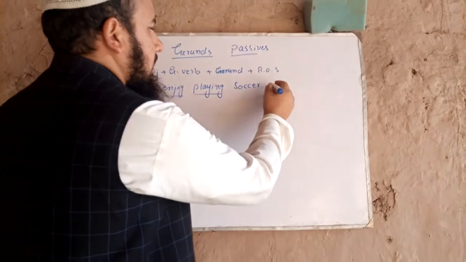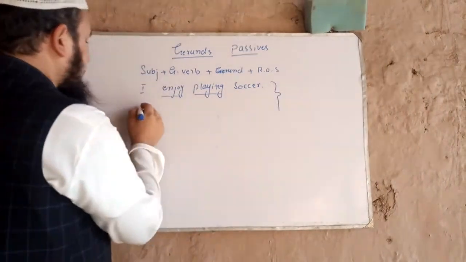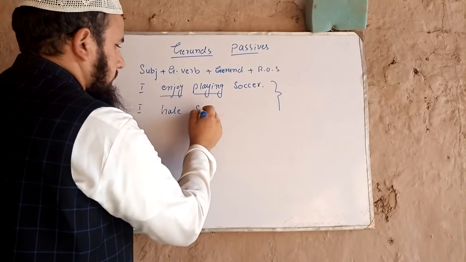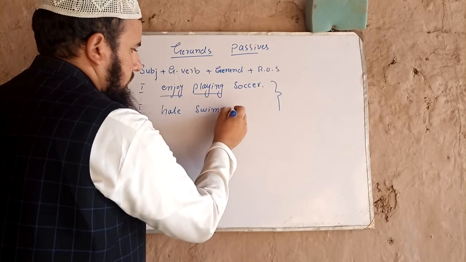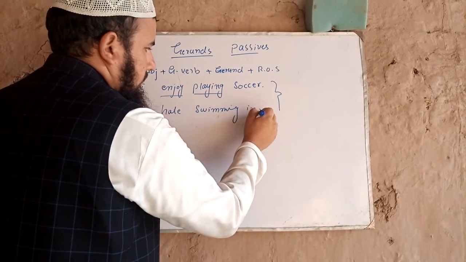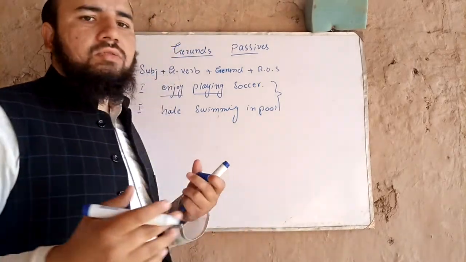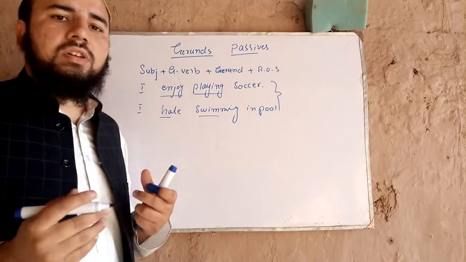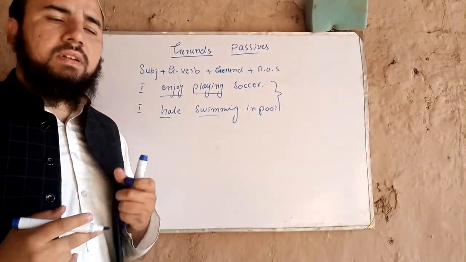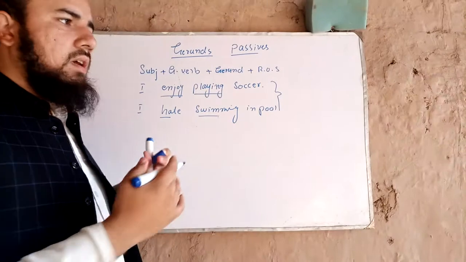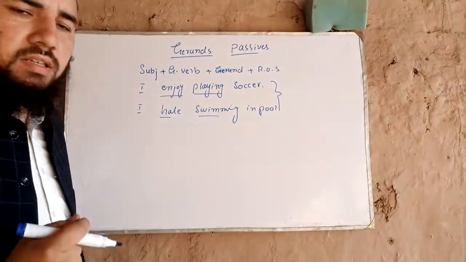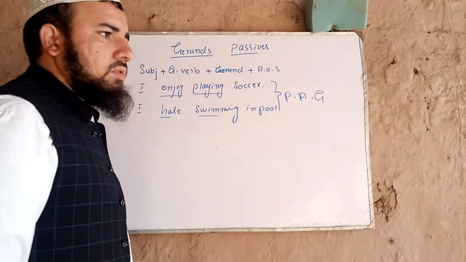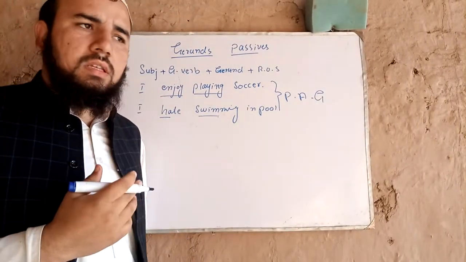Now for example, I will write another example like, I hate swimming in the pool. So here hate is the gerund verb and swimming is the gerund. Now brothers, if we have these kinds of sentences, this is called what? Present active gerund.